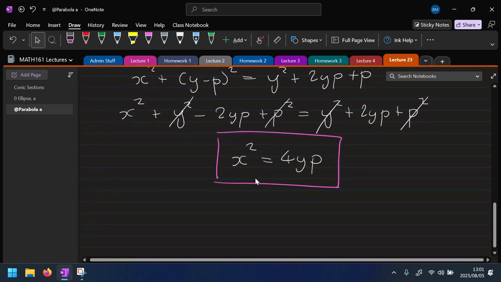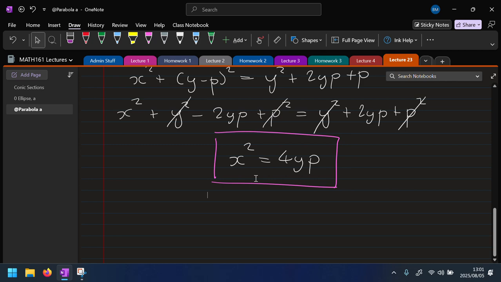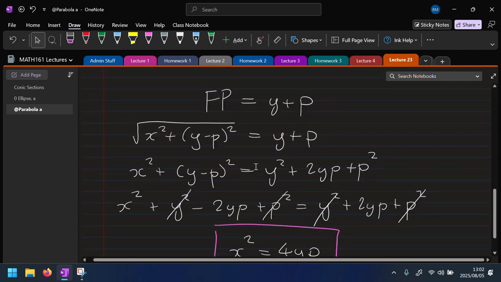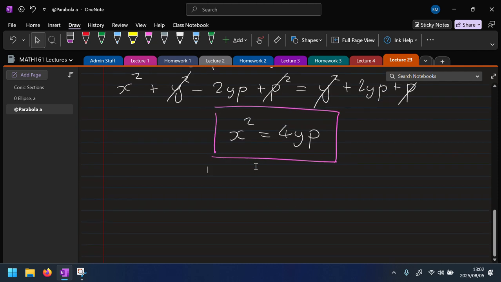Okay, so we end up with this. Now, this is for a vertically oriented parabola, like this one. It goes up or down. We can swap x and y, and then it will be facing left or right. So we can get a very similar equation just by swapping x and y. Well, we won't go through that. That is on the first page, where I put the two equations.